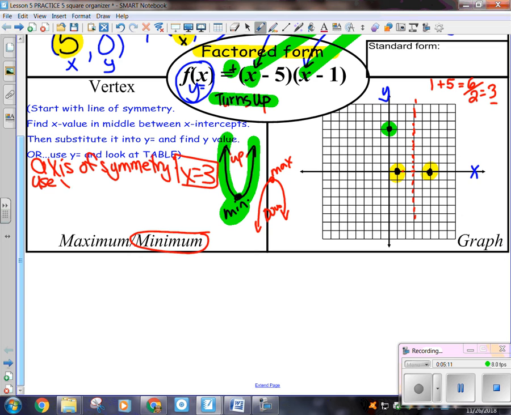So I'm going to use x equals 3 and put it in the equation here, and we're going to solve for the y answer so we'll know where the vertex is.